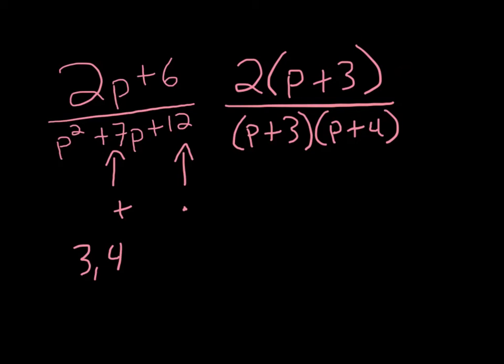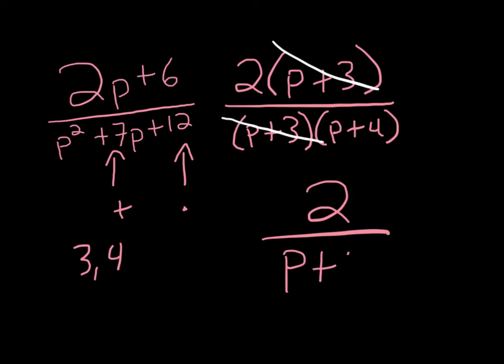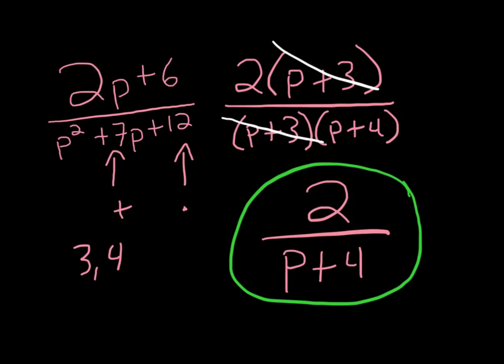So what I'm going to do here is cross off the p plus 3 on top and bottom. And then I look and see what I've got left here. I've got a 2 left on top and a p plus 4 on bottom. So I'm going to write that. I'm just going to simplify it. That's 2 over p plus 4. And that would actually be my answer on this particular one, 2 over p plus 4.